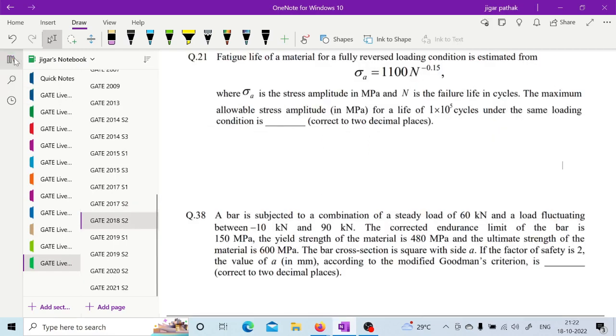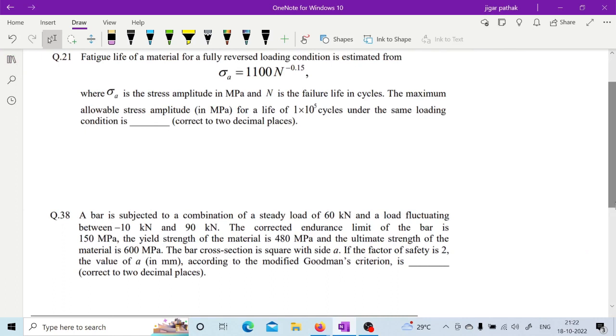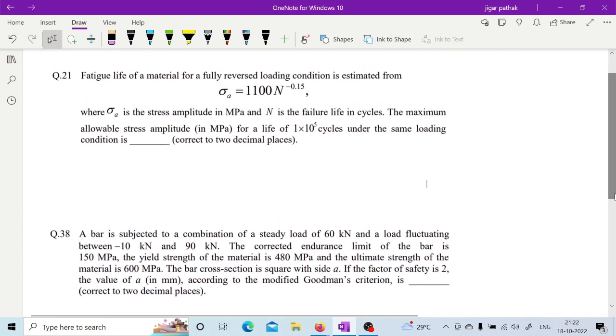Now next is this. Fatigue life of a material for a fully reversed loading condition is estimated from sigma is equal to 1100 N raised to minus 0.15, where sigma is stress amplitude in megapascal and N is the failure life in cycles. The maximum allowable stress amplitude in megapascal for a life of 1 into 10 raised to 5 cycles under the same loading condition is. Okay, so can you try this?